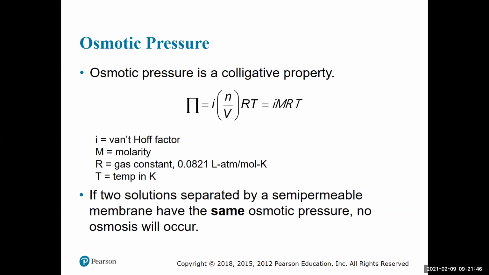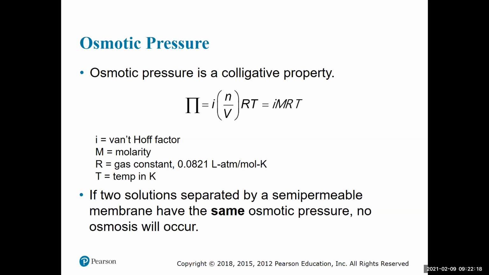R is our old friend, the gas constant from the ideal gas law. And if you recall, that is 0.0821 liters atmospheres divided by moles Kelvin. And if you think about it, at first it seems a little weird that we're using a gas law type of constant, but we're talking about pressure. So pressure, we think gas. And then finally, T is the temperature in Kelvin.